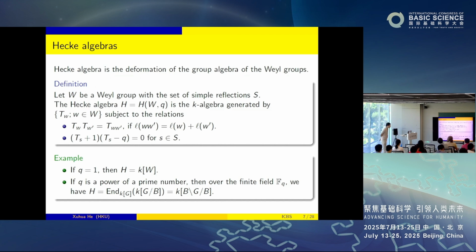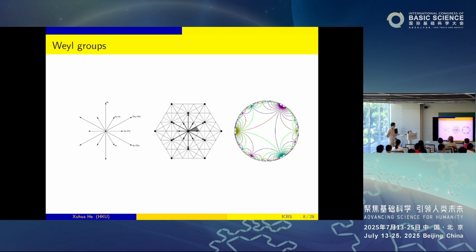And well, where does the Hecke algebra come from? When q equals 1, this is just the group algebra. When q is a power of a prime number, then this is just the endomorphisms of the functions on the flags. Well, so these are various cases for the Weyl group. The first one is the finite G2, and the second one is the affine G2, and that one is, I forgot the name. So this is a triangle with infinite edges.